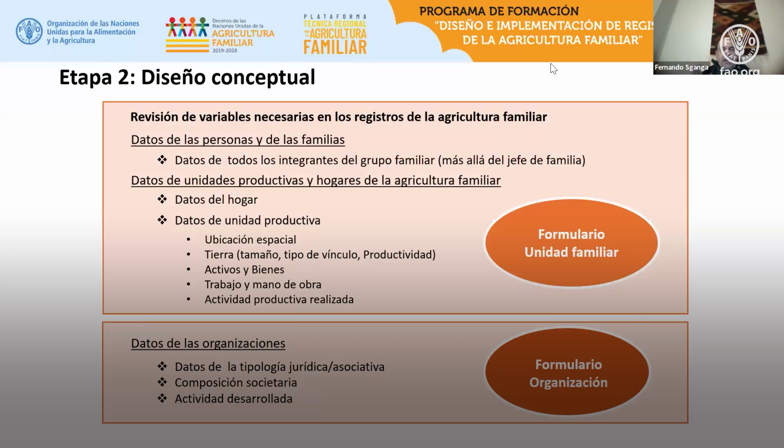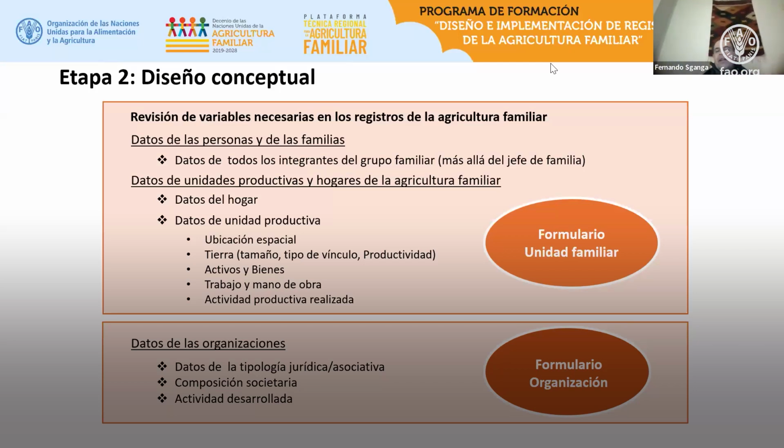It is important to bear in mind the variables necessary for these registries, which means what we have been discussing: data on people, families, family group members, data on productive units and households, including spatial location. Sometimes it's not part of the criteria, but this needs to be taken into account. The land, size, productivity, work, and how we collect assets and the productive activity carried out. This is basic information.